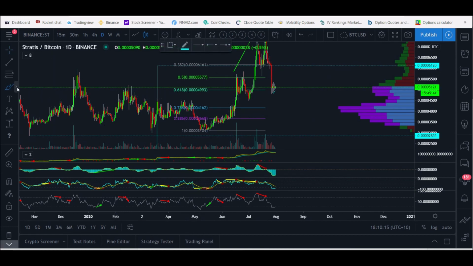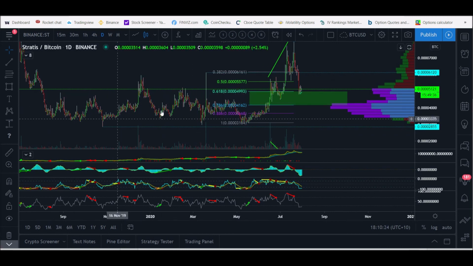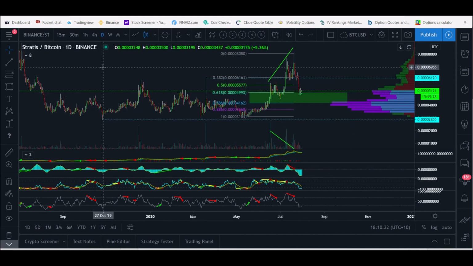Again, you can buy. I'd be looking somewhere in that green box. There's a fair bit of structure in here. Don't be surprised if we do come back down to retest these lows. But yeah, anyway, that is Stratus.